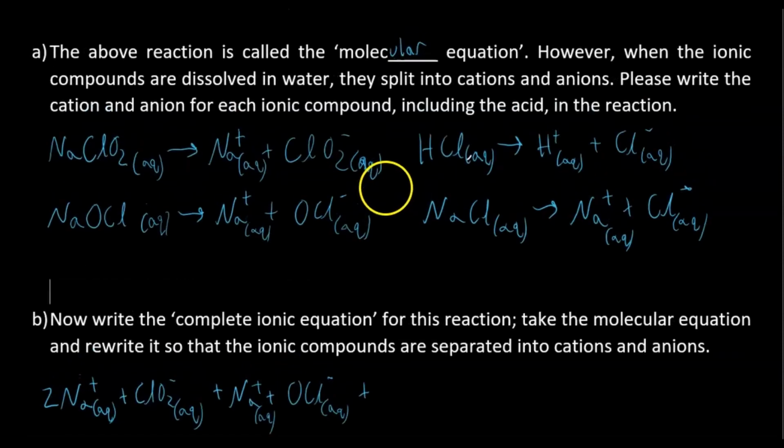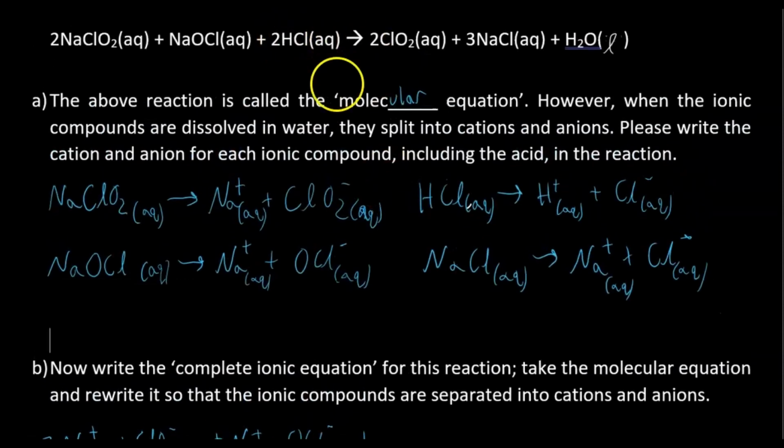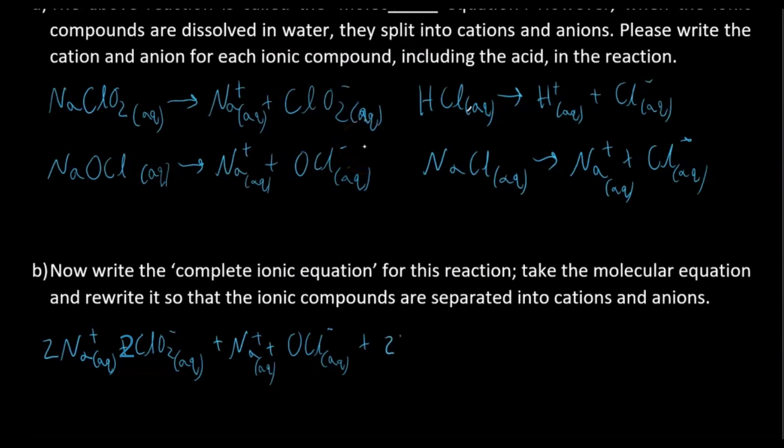There's one more of the acid, right? The hydrochloric acid, so there's 2 H pluses and there's 2 Cl minuses. 2 H plus and 2 Cl minus there. And these are also dissolved in water, so they're aqueous. So that's the ionic form of the reactants.